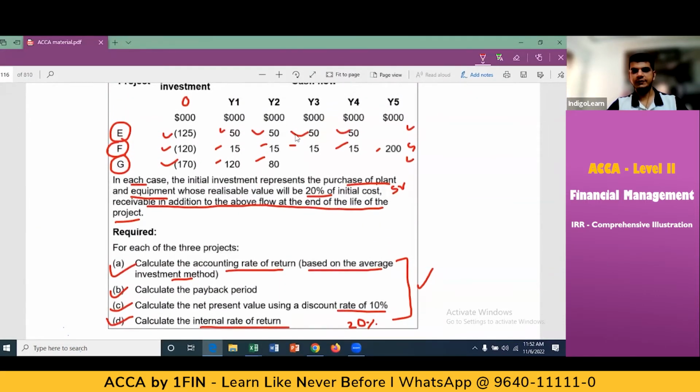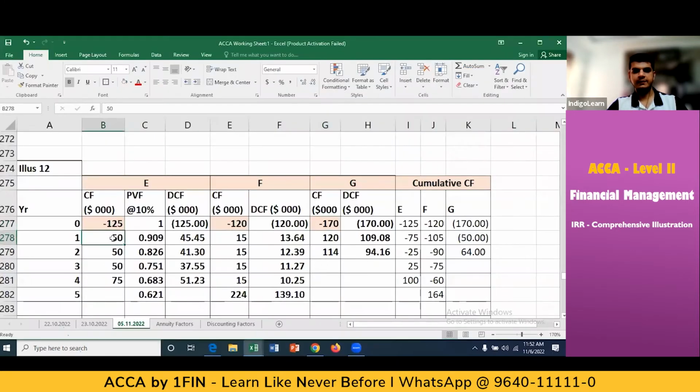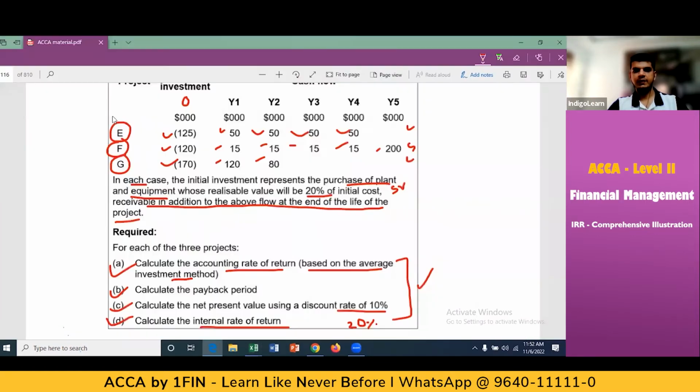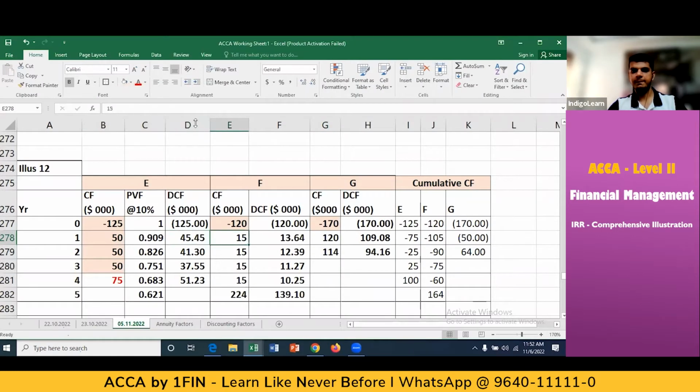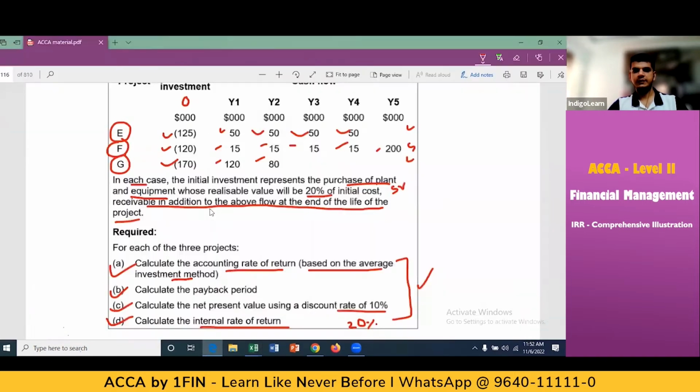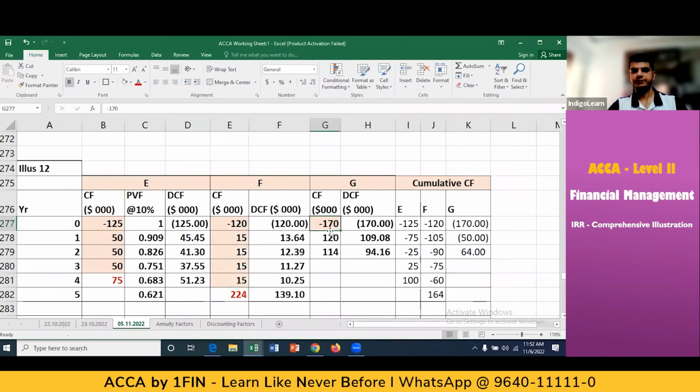Then cash flows 50, 50, 50, 50. So here 50, 50, 50, and this is 75. I'll tell you why. Just for the timing, park it. Then here it is 15, 15, 15, 15 and 224. We'll again park it here. Then here it is 120 and 114 instead of 80. We'll just park it here.